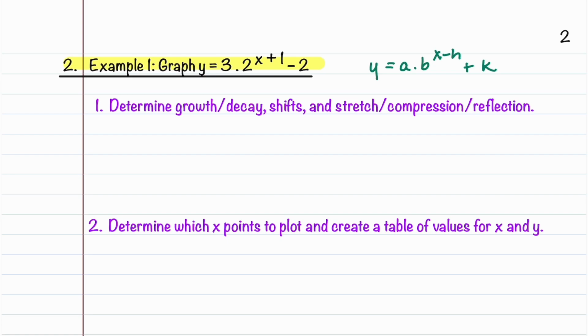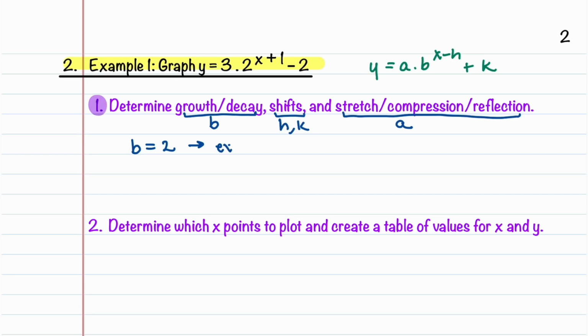The first step to graphing an exponential function is to determine the growth or decay. That is given by base b, and then the shifts, which are given by h and k, and then the stretching, compression, or reflection, which is given by our constant a. In the example that we're graphing, our base b is equal to 2, and that means we're going to have exponential growth. So we already have an idea what the curve's going to look like.